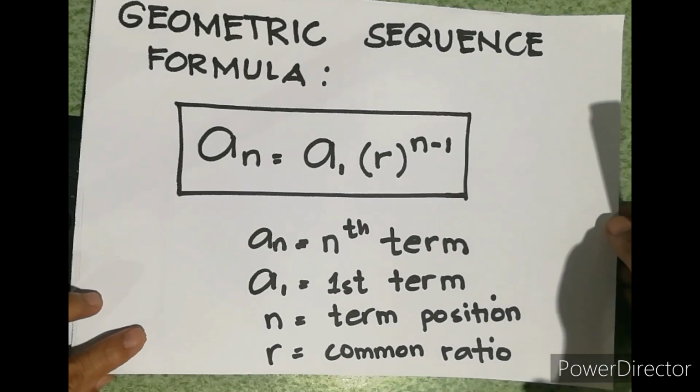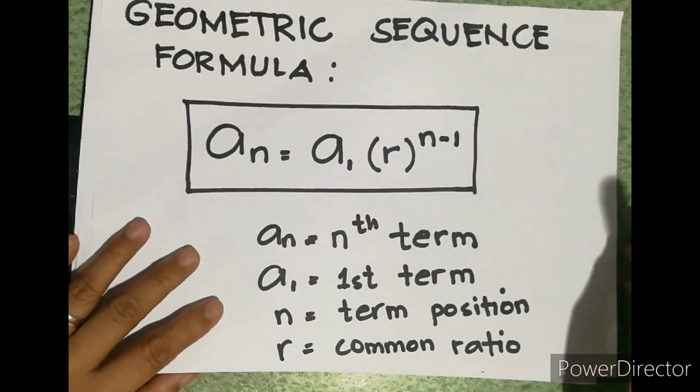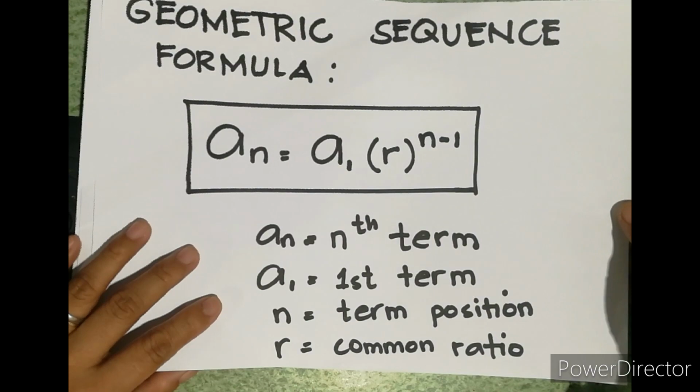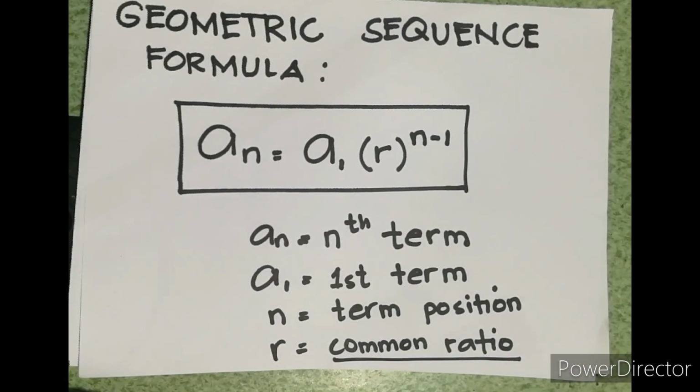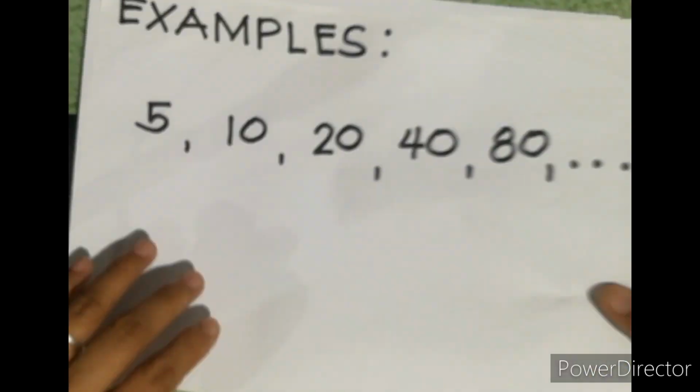Hindi siya parehas sa arithmetic sequence. Ang arithmetic sequence natin kaya dati is ginakuha natin ang common difference. Sa geometric sequence, ang atin naman ay ang common ratio. So we have our example. Makita lang yung example para mas lalo mo maintindihan.